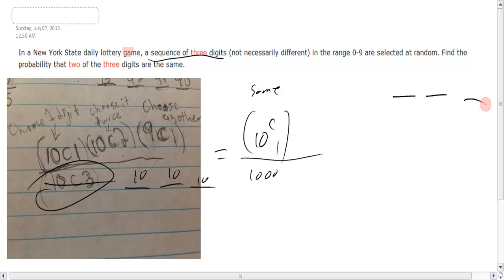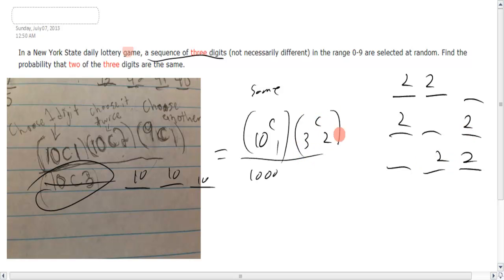So we have 3 digits. Now we know 2 of them are going to be the same number, so we're going to pick one of our numbers. So let's say it's a 2 and a 2. All right. So now we have to take care of all this. Which of the 3 digits are going to be the same? So out of our 3 digits, we need to choose 2 of them to be the same. So this right here takes care of picking which number the same ones are going to be, and in which spots they're going to go.